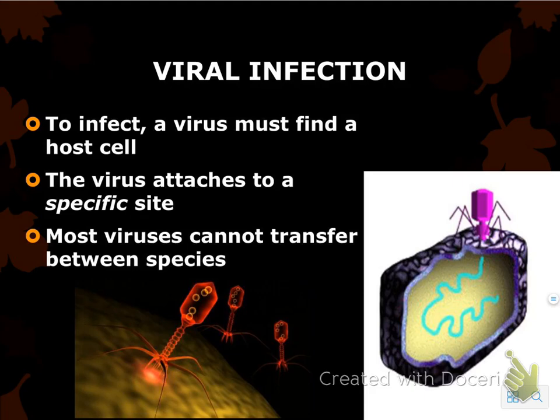So, a viral infection. For this to happen, a virus has to find a host cell. That's the most important part. You have to find a host cell. But it attaches to a specific site. So not every virus can attach and infect every cell. And typically, there's certain cells that are more susceptible, but it still has to have that specific site. And most importantly, most viruses cannot transfer between species. There's been multiple movies where that happens. It has happened in some rare circumstances, but that's like if your dog's sick, you're not going to get sick too because it can't transfer between species.